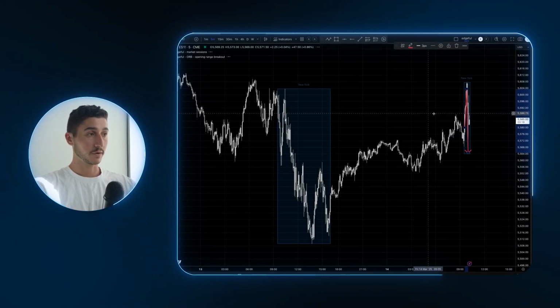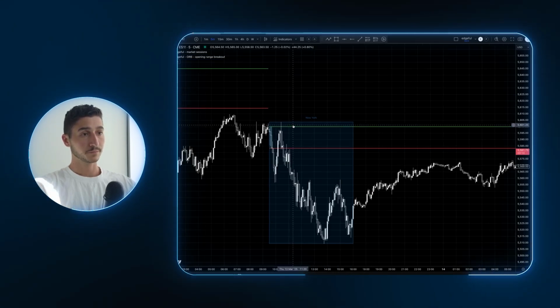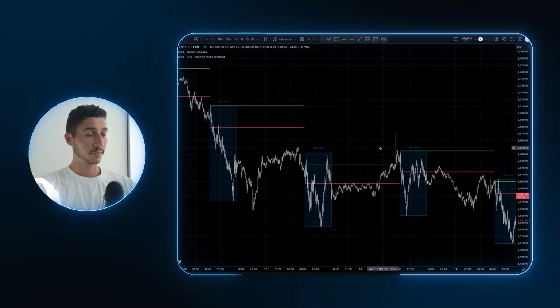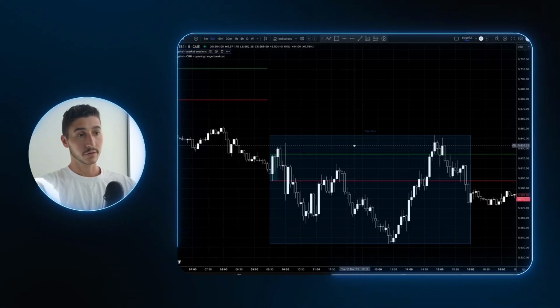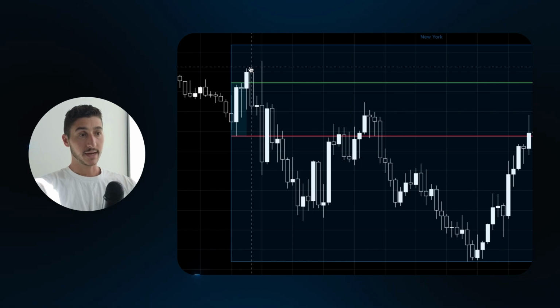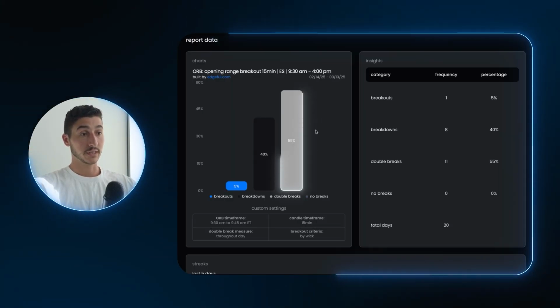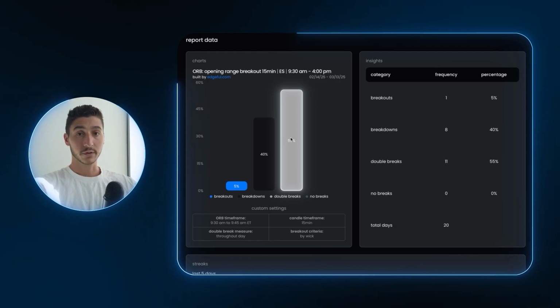So let me go to a 5-minute chart here. Let's look at a few other examples going a few days back where it breaks out to the top first. Here's another great example. The ORB forms, price breaks out to the top side. You want to look for shorts here targeting the double break, because the double break is most popular.